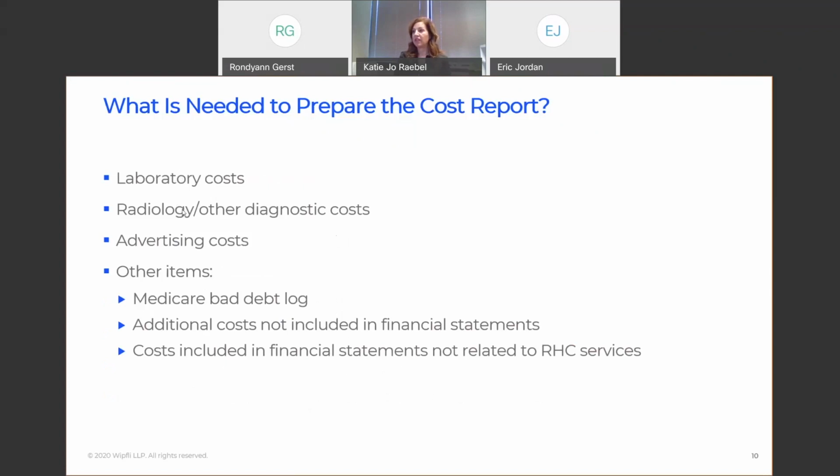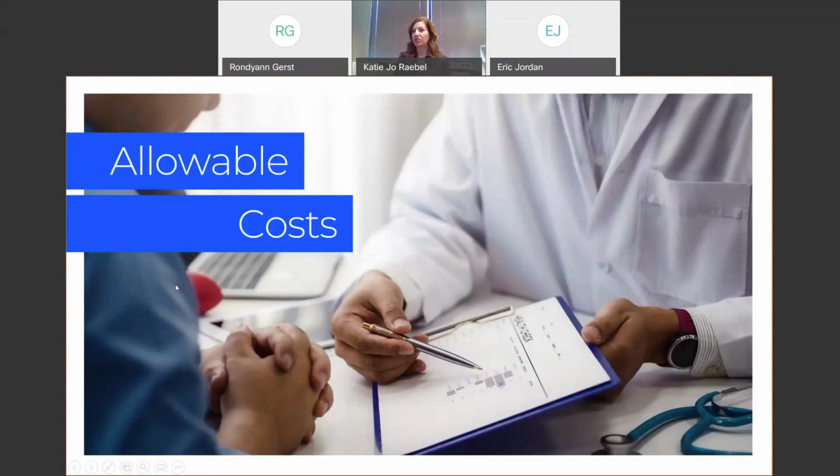and another component of the rural health clinic cost report settlement is our Medicare Bad Debt. So Medicare Bad Debt log. And then if there's anything else that's missing from your trial balance, like additional costs, other breakouts of expenses not related to the RHC, we would need some specific information about that. So your cost report preparer typically would get you a list of information in order to get started on the cost report, and typically there's questions from there.